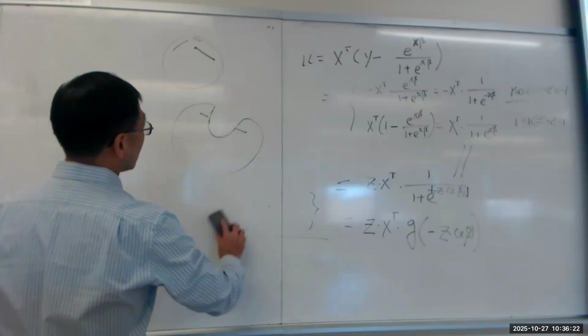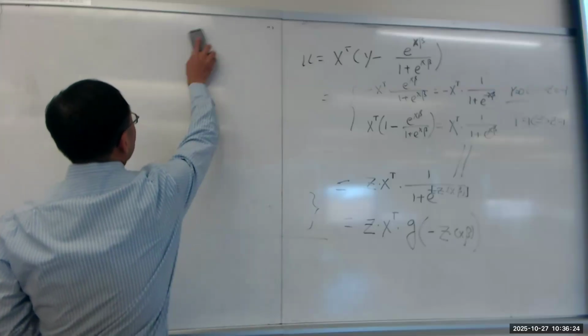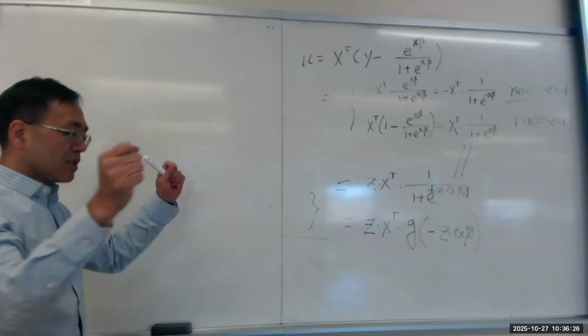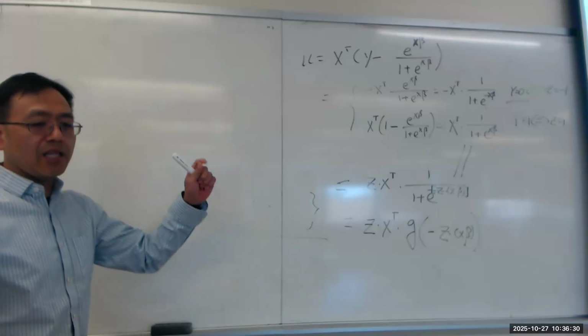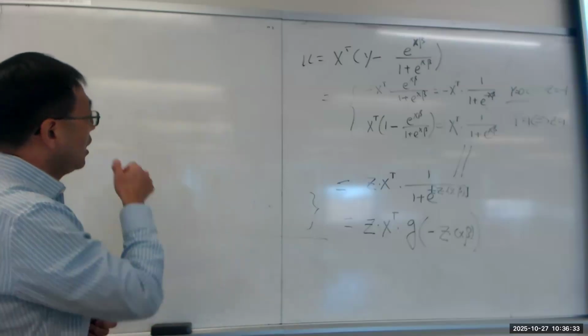So this is convex. A convex set is: pick two points, draw a line between them. If the line is still within the set, it's a convex set. Otherwise, it's non-convex.